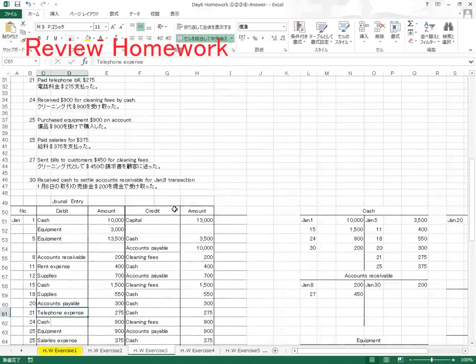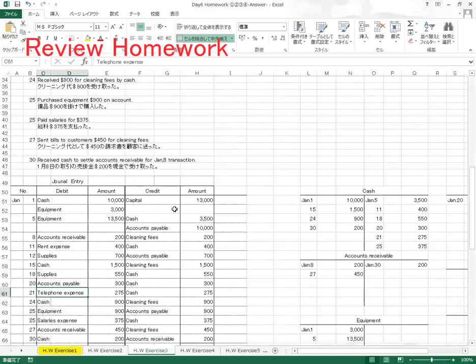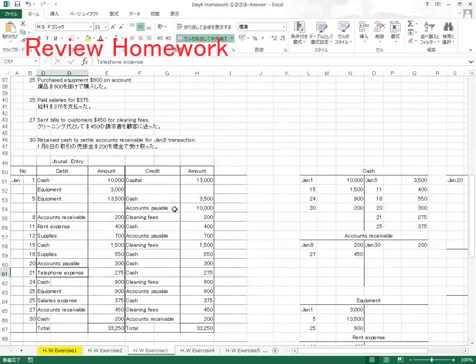So that C27, it is also the bill sent to customers. So there is no cash for 450. And finally, on the 30th, you received cash, the January 8 transaction.